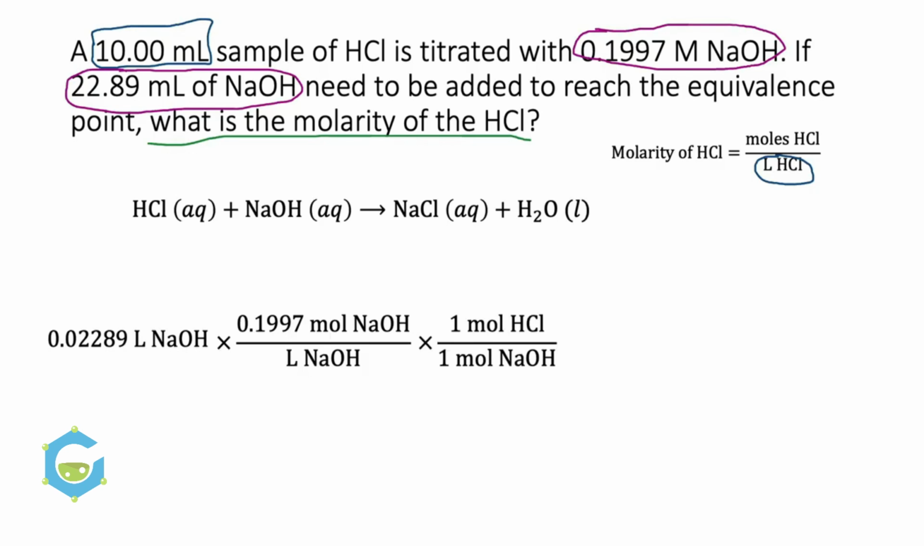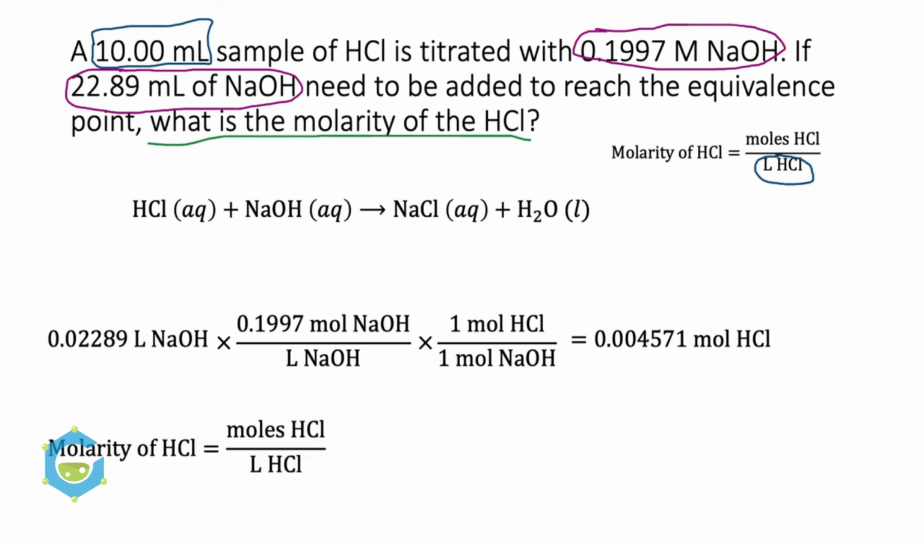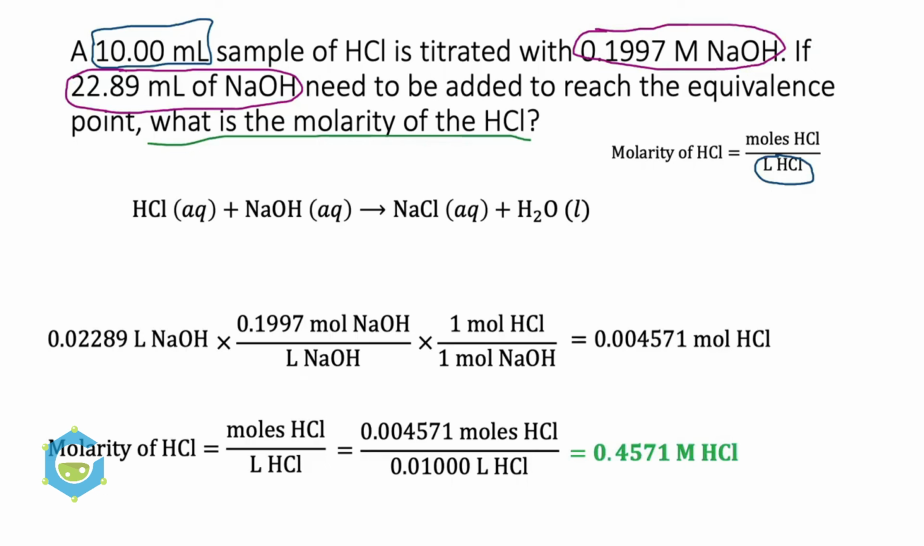Then we're going to multiply by our mole ratio, and you can check your units here, and you see that we do end up with moles of HCl. And the number I get when I put that into my calculator is 0.004571 moles of HCl. So now let's take that number of moles of HCl and plug that into our molarity equation. So we're going to get that number of moles of HCl, of course, divided by our 10 milliliters, which is 0.01 liters. And so we get 0.4571 molar HCl.